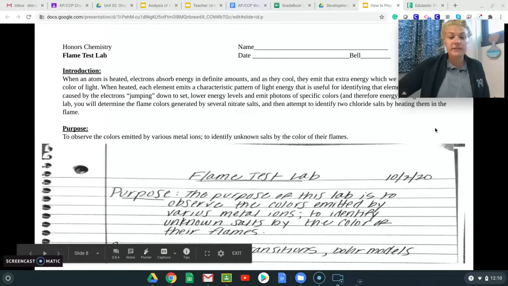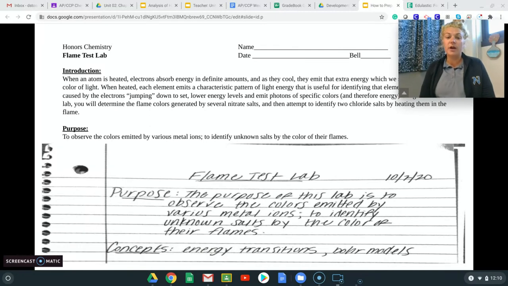It says, the purpose of this lab is to observe the colors emitted by various metal ions to identify unknown salts by the color of their flames. So everybody should have this as their purpose. So it's very clear. Purpose. The purpose of this lab is, and you have to finish. Your purpose can be more than one sentence.